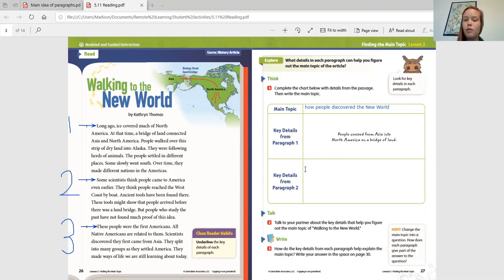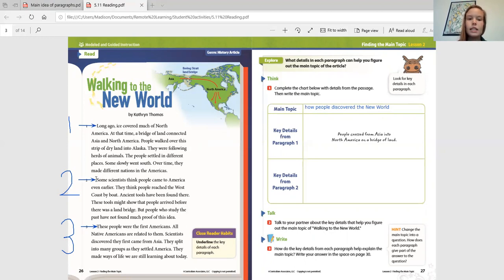So now we have a blank area in our chart for a key detail from paragraph 2. So I'm going to go back and reread paragraph 2. And while I'm reading, I'm going to think, what is something very important from this paragraph that helps support our main idea of how people discover the new world? So I'm going to reread paragraph 2, thinking about what the key detail is. All right, so down here at paragraph 2, remember it indents right here, so that's where I'm going to start reading because that's the start of the paragraph.